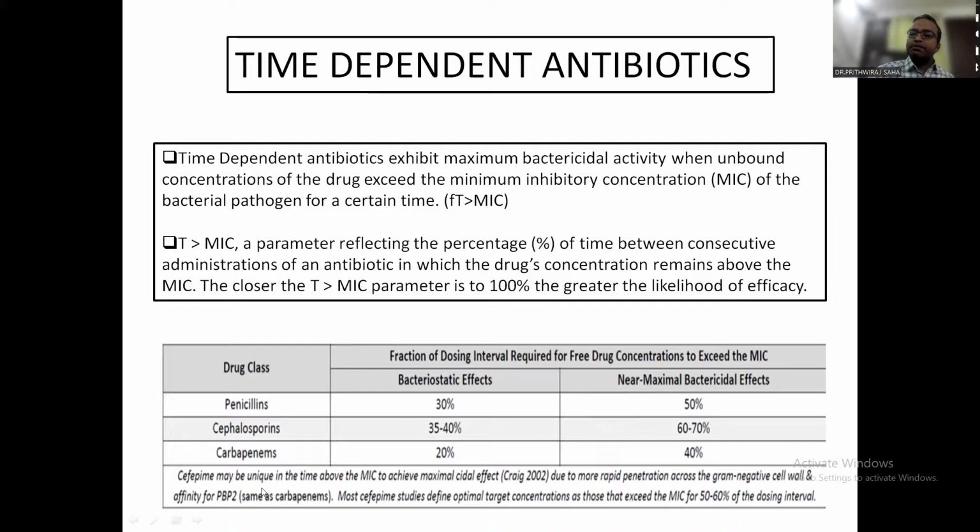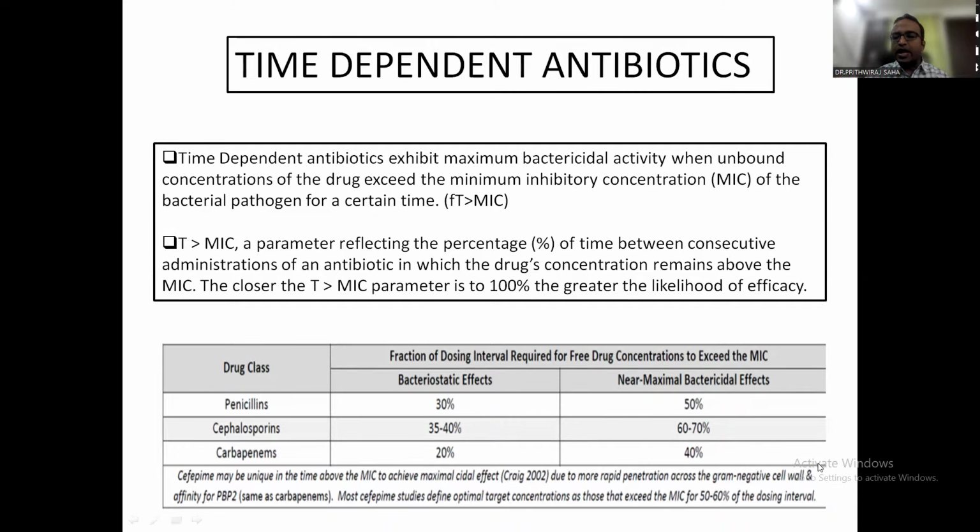So coming to the specific drugs. MIC is inhibitory, right? So it becomes static, but we want to kill. So you have to remember, for penicillin it is 50%. It means if you are giving penicillin TDS, every 8 hours, the drug should remain above MIC for 4 hours.